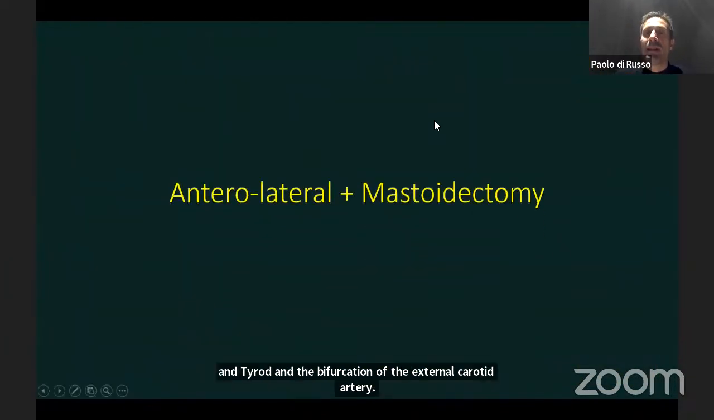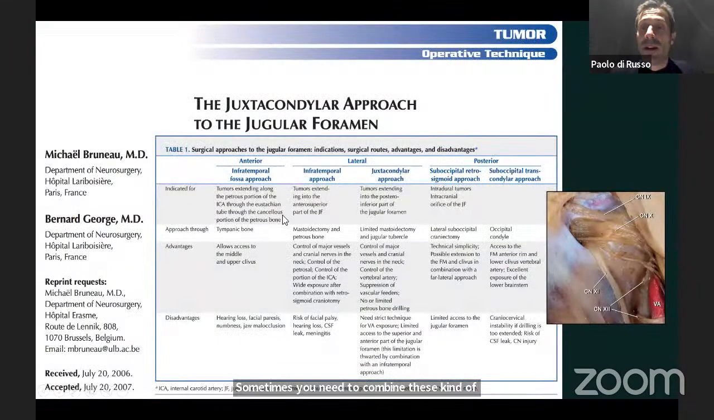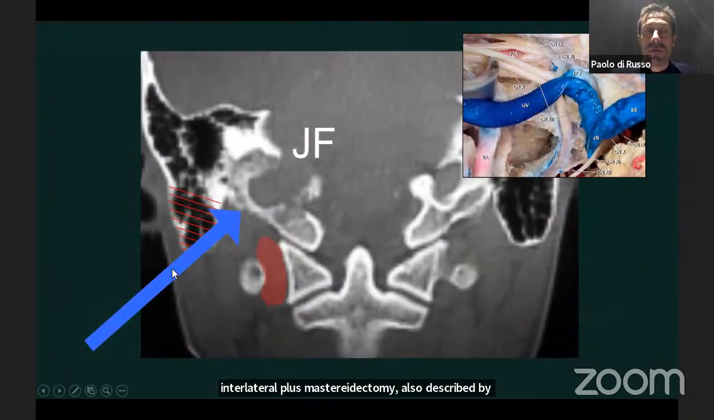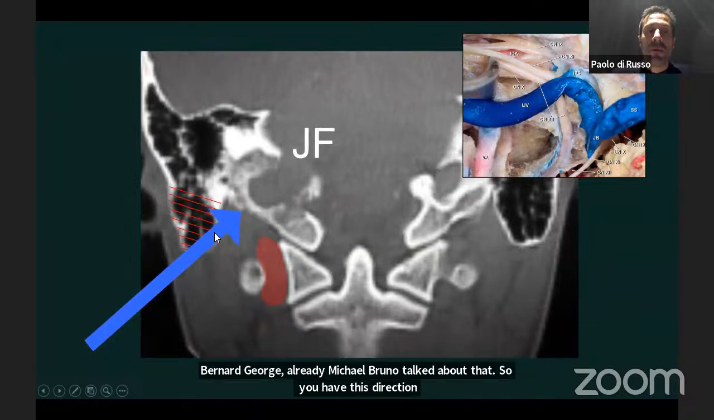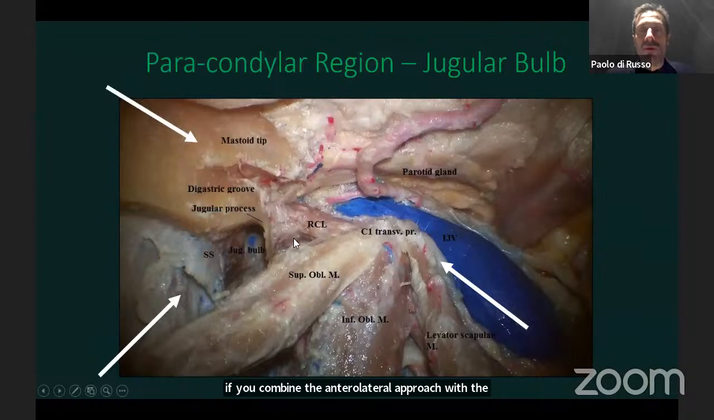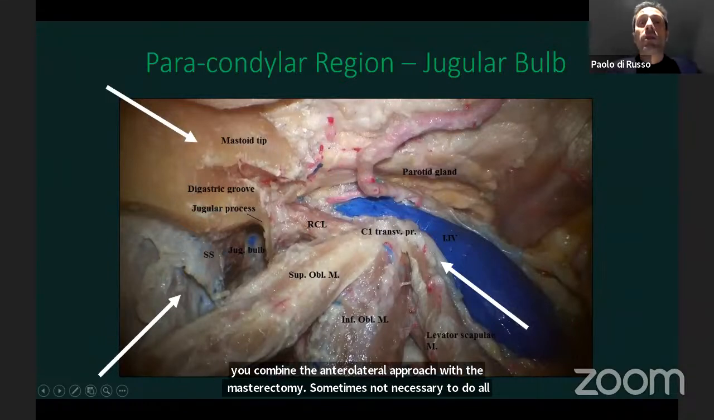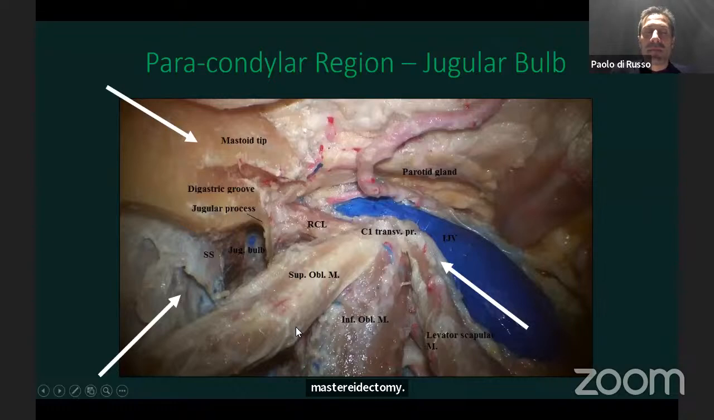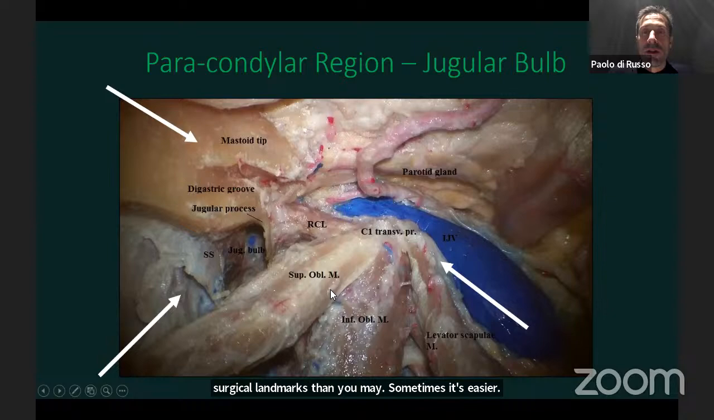Sometimes you need to combine these kinds of approaches. Anterolateral plus mastoidectomy, also described by Bernard George. Already Michel Bruneau talked about that. So you have this direction to the jugular foramen if you combine the anterolateral approach with the mastoidectomy. Sometimes it's not necessary to do the whole mastoidectomy, but doing the whole mastoidectomy gives you more surgical landmarks, and sometimes it's easier. So these are the 3 options for addressing a tumor in the jugular bulb.